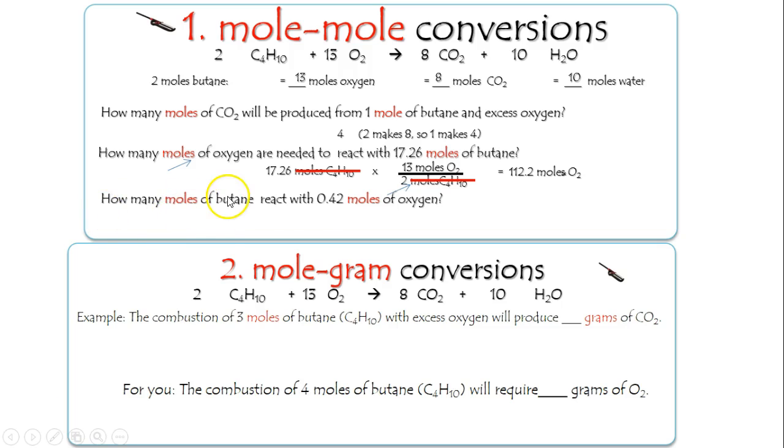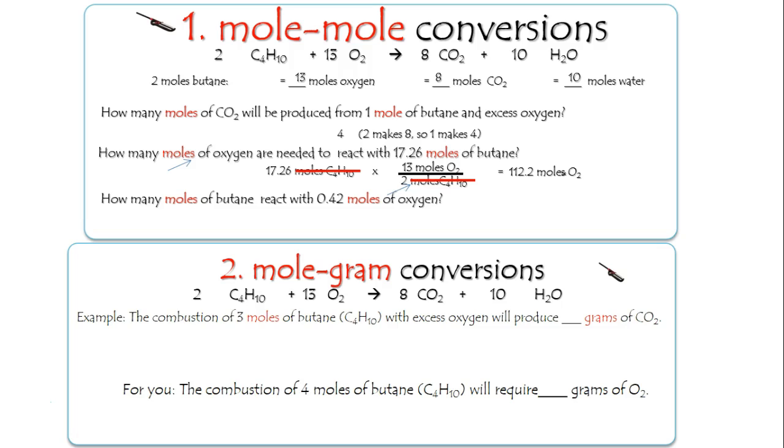Another one-stepper, how many moles of butane react with 0.42 moles of oxygen? So if we have 0.42 moles of this, how much do we need? Well, it's 2/13. So I would probably, if I was in a hurry, do 2 divided by 13 and multiply it by 0.42. But to make sure it's right, I'd do a nice proper setup.